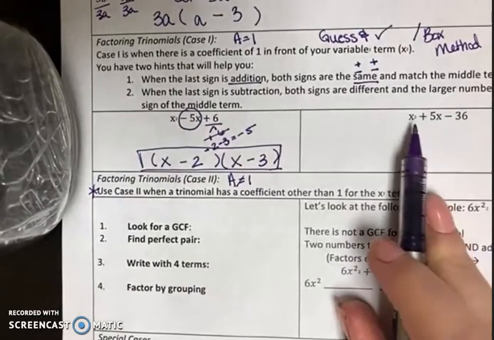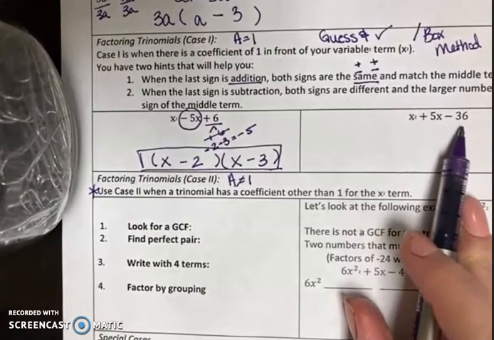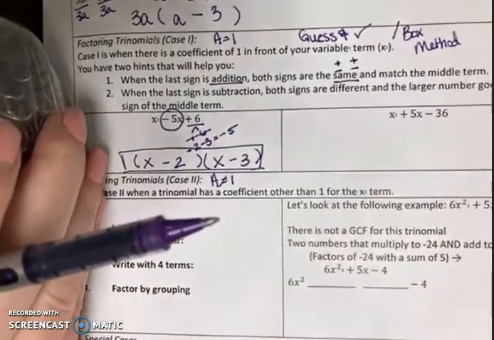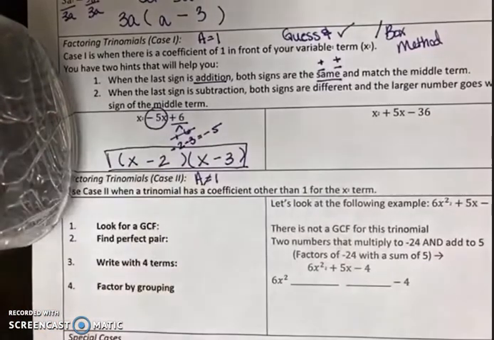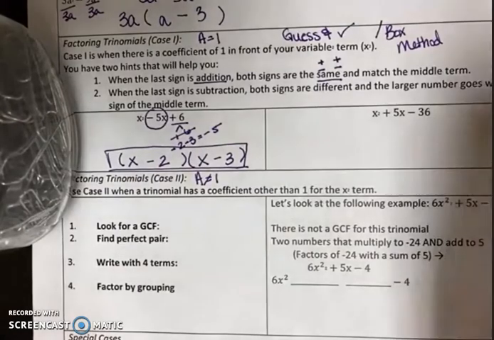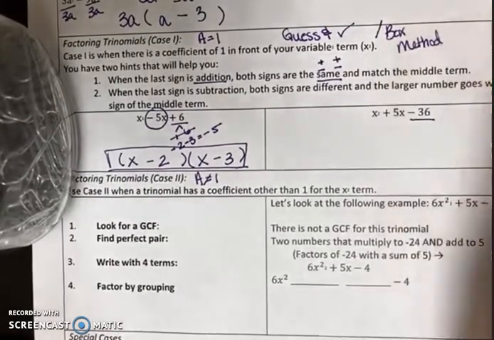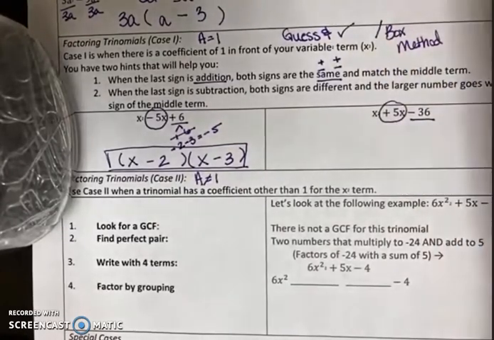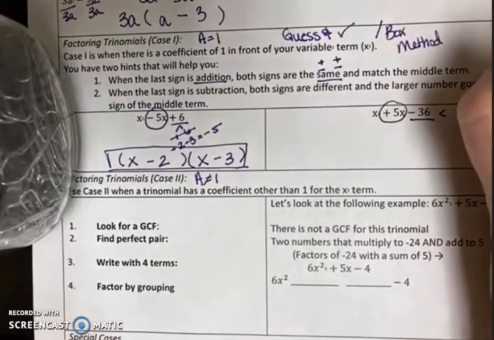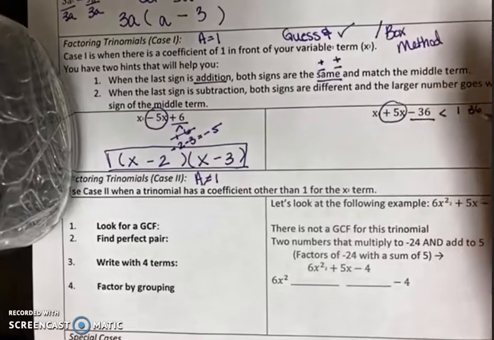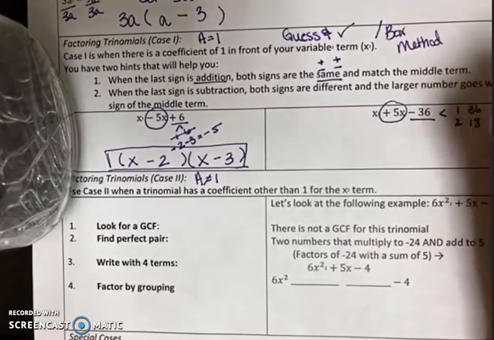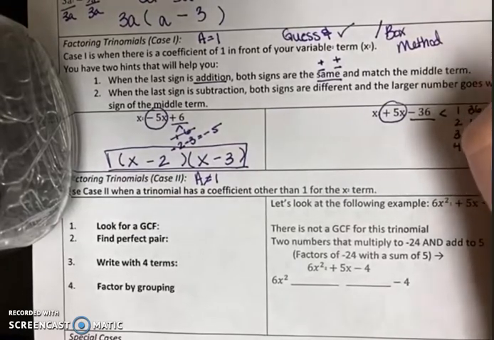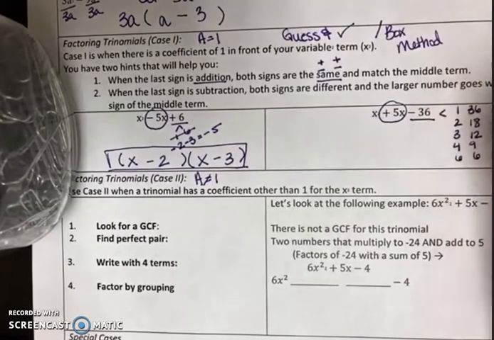Let's do it again. X squared plus 5x minus 36. Remember, you should always check for a GCF first. And in this example, there is no GCF other than 1, so I'm good to go ahead and get started. You need to ask yourself what factors of 36 can add to give you the middle term. So the factors of 36 are 1 and 36, 2 and 18, 3 and 12, 4 and 9, 6 and 6.